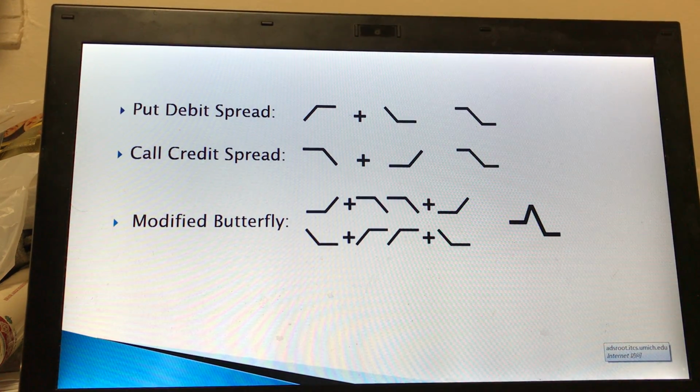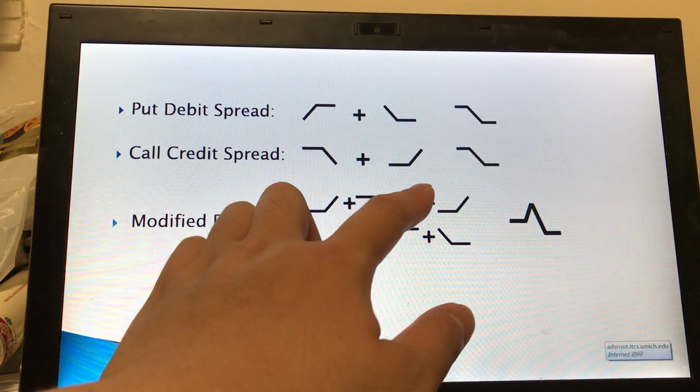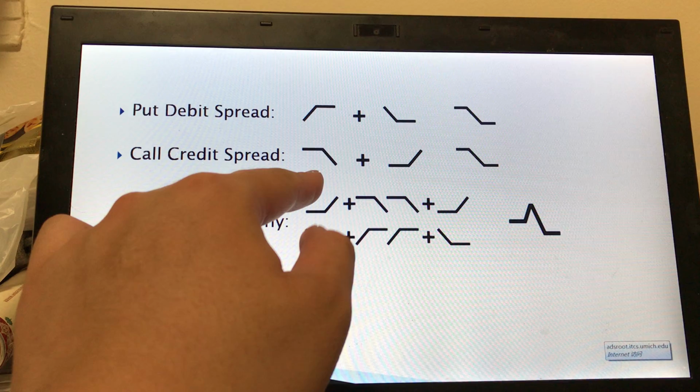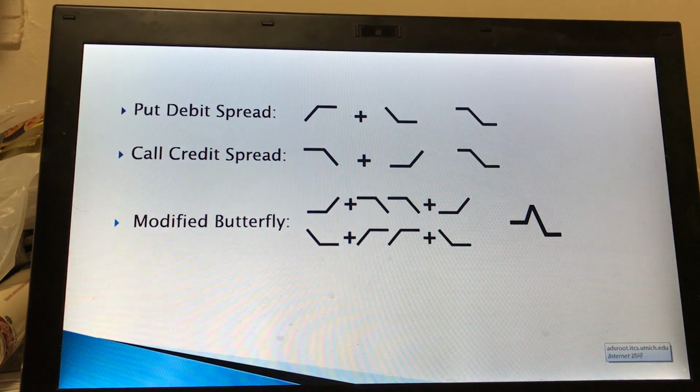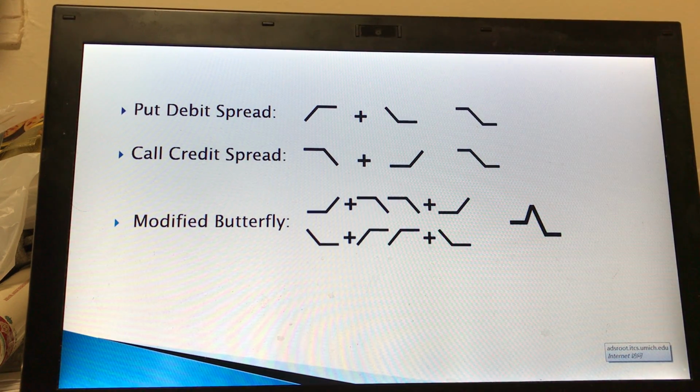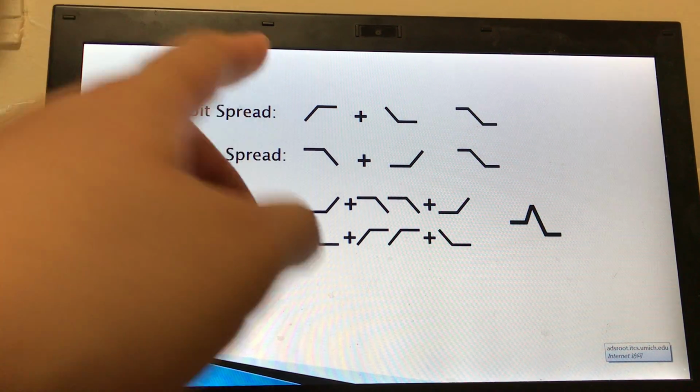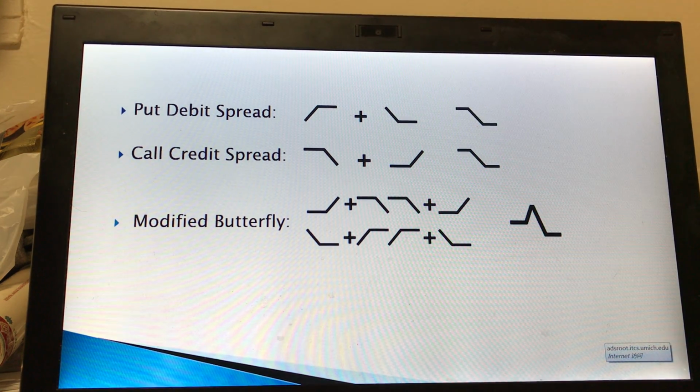By doing a call credit spread, we are doing the inverse of a call debit spread, which is we long a cheaper call at a higher strike price, and we sell a more expensive call at a lower strike price. Therefore, we would hope that the expiration price of the stock will go below our lower strike price for both these two spread option strategies.